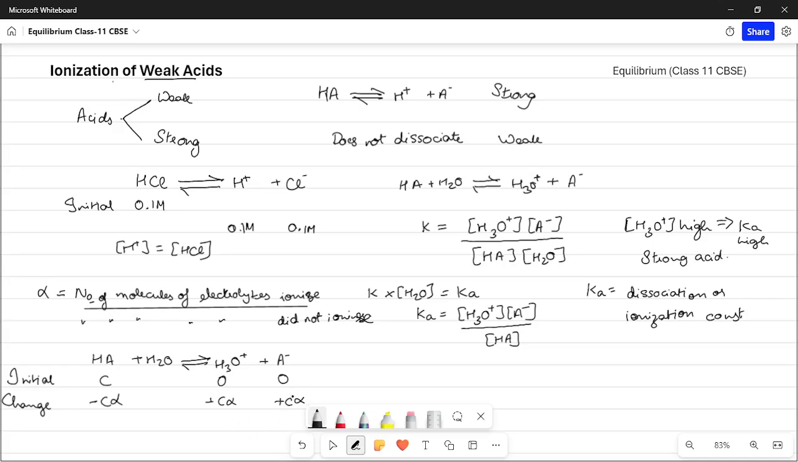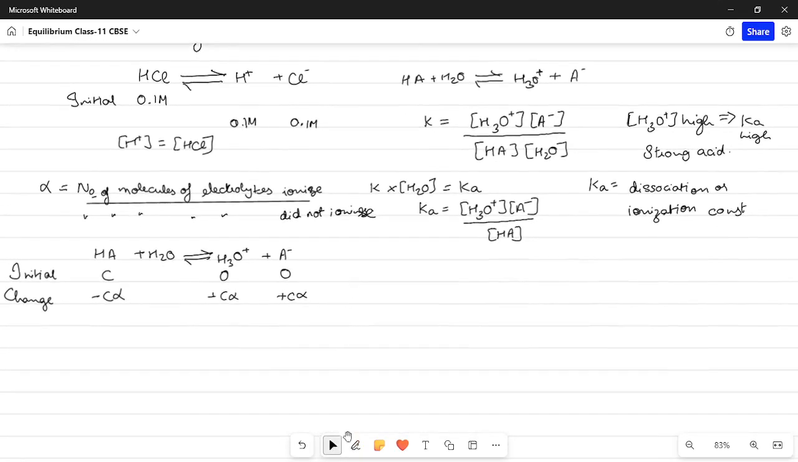So what we're doing is using the degree of dissociation to talk about the change in the concentration that occurs to achieve equilibrium. Now at equilibrium, the concentration will be C minus C alpha, because that's the change, right? And then this will be C alpha, and this will also be C alpha. So I can also write this as C into 1 minus alpha.